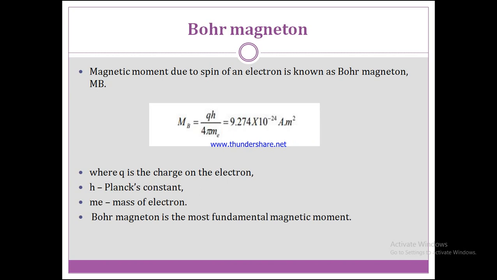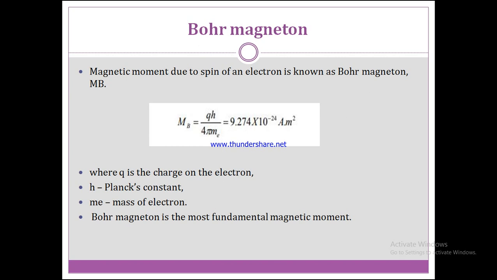Now in the next slide we can discuss the Bohr magneton concept. Niels Bohr is the name of the scientist who introduced the magnetic moment concept of a magnetic material. According to Niels Bohr, the magnetic moment due to the spin of an electron is known as the Bohr magneton. It is indicated by capital MB.